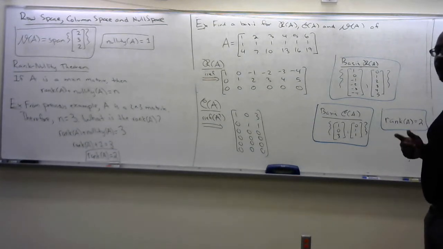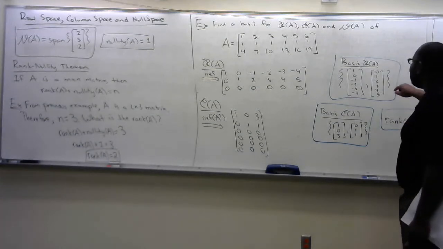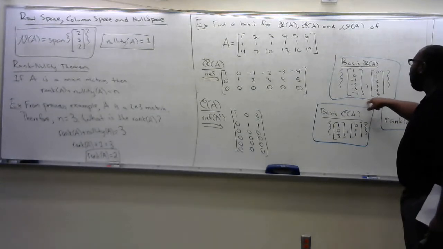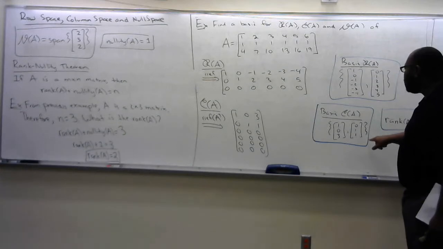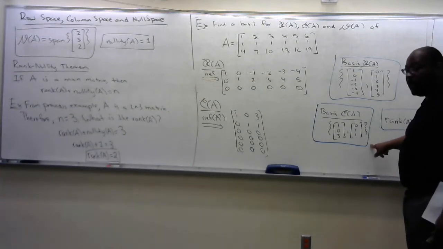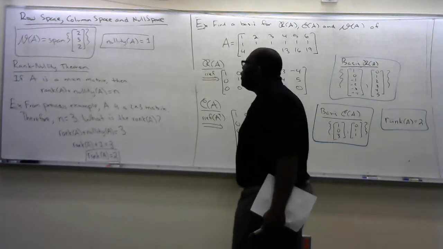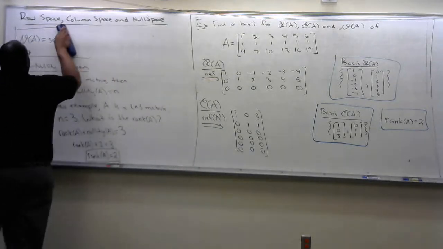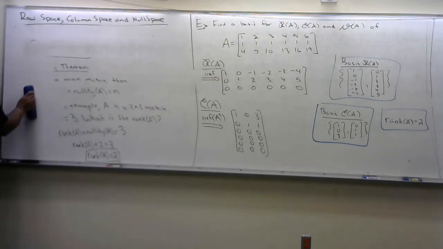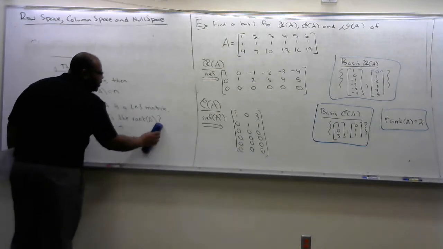So here my row space of A is going to be a plane in R6. The column space is going to be a plane in R3. The null space of A, what is that monster going to be? It's going to be 4. It's going to be a 4 space.